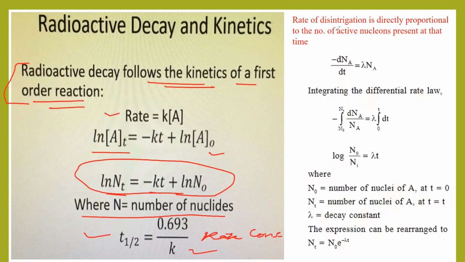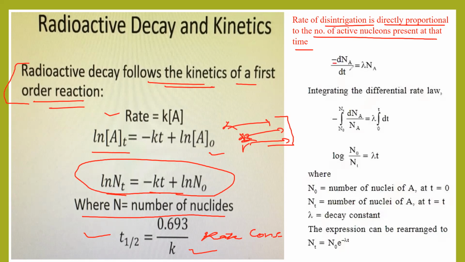Okay, so the rate of disintegration is directly proportional to the number of active nucleons present at the time. What is disintegration? Disintegration means alpha is being released, beta is being released, gamma is being released, for example. Decay is also known as disintegration. Active nucleons means those which are unstable. So how many active nucleons are present will decide the rate of disintegration.